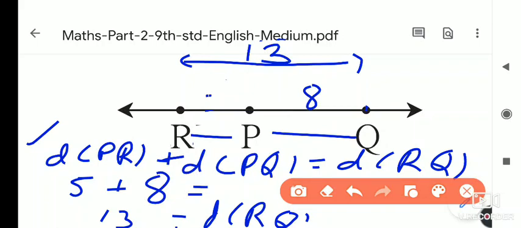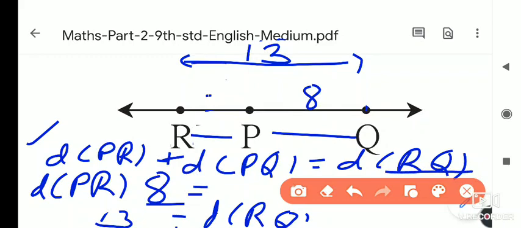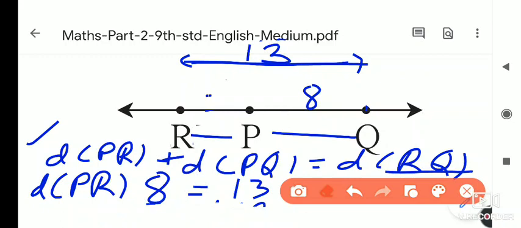How to write the measures? First of all, as you know, PQ is given as 8, which we already wrote here, and the distance of PR is not given, so write it here as it is, distance of PR. RQ is given as 13, so write 13 here, and then to solve this we put in the values of the respective terms.